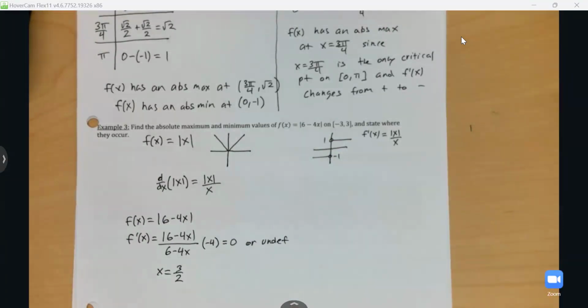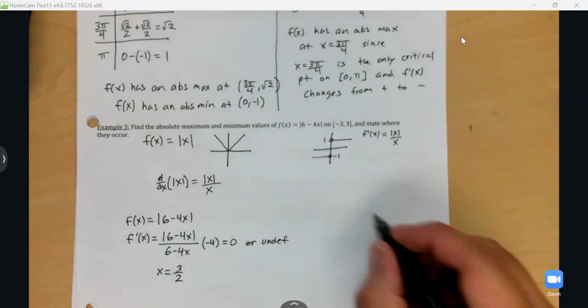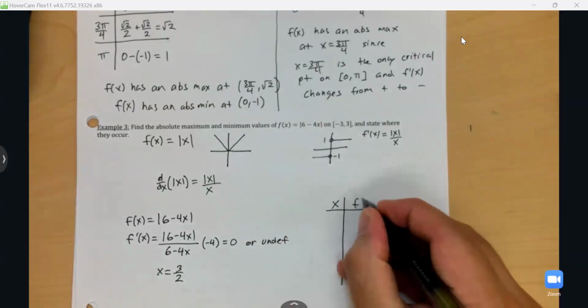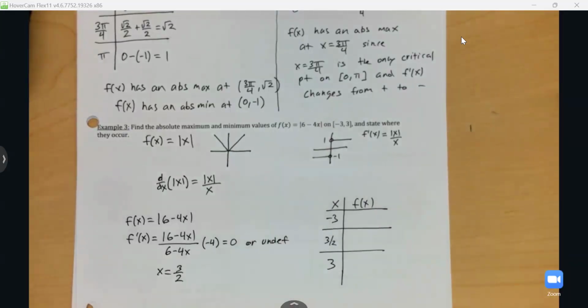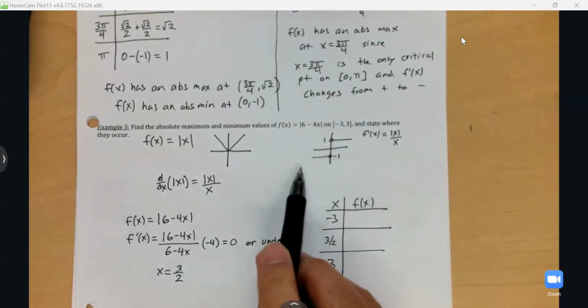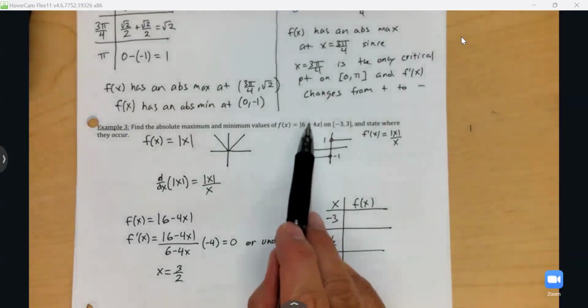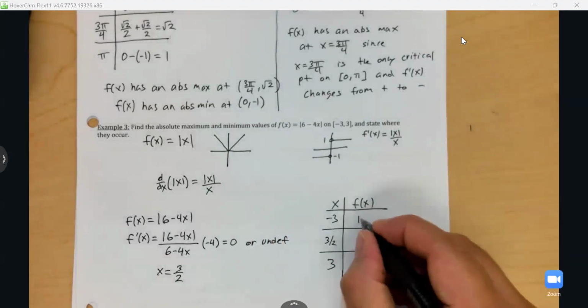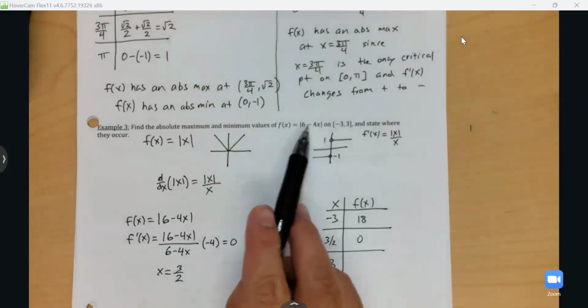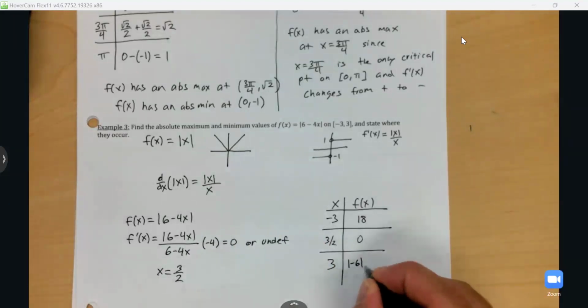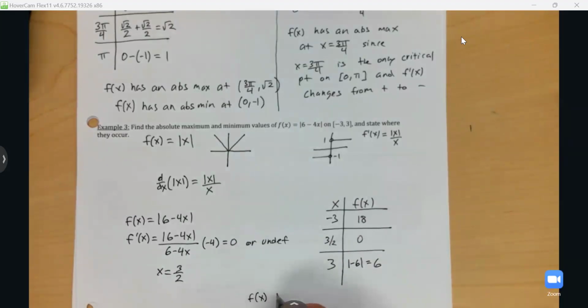Okay, so now I need to create my candidates chart. I want to test out my endpoints, -3 and 3. All right, plug them in. If I plug in -3, I'll get 6 minus -12, so that's 6 plus 12. Absolute value of that is 18. Plug in 3 halves. Well, we already know that that results in 0. Plug in 3, I'll get 6 minus 12, so that will be the absolute value of -6, which equals 6.